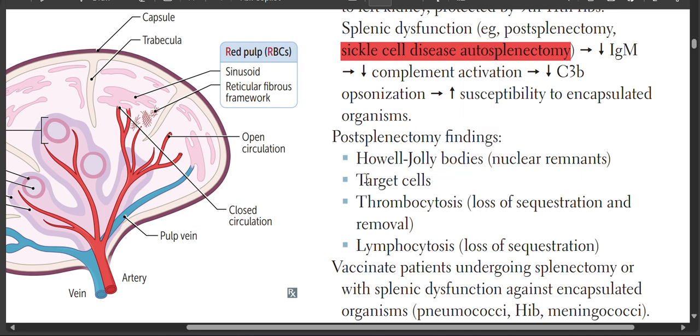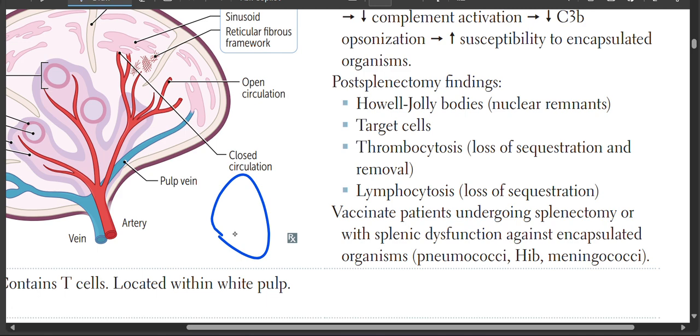And that is similar with target cells. Target cells are cells which should have been destroyed, but they're not destroyed by the spleen, and that's why they're still in the circulation. And target cells look something like this. So it'll probably be an RBC which has a zone. So it'll look something like this.